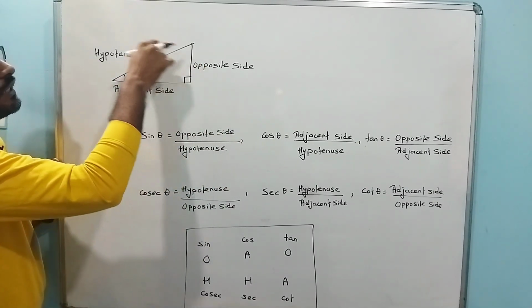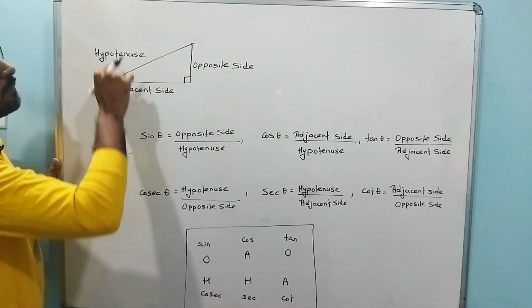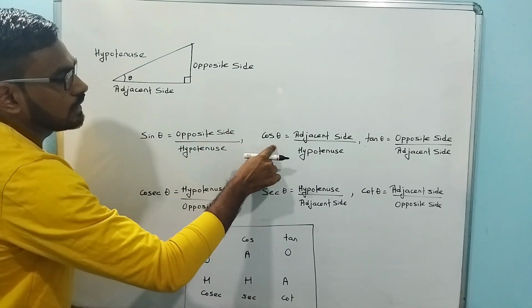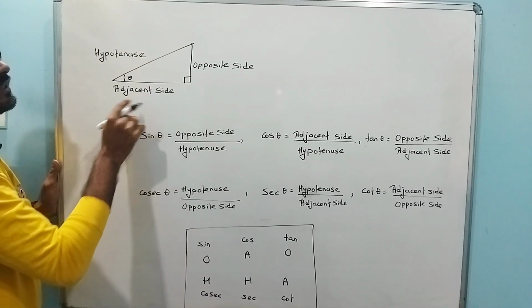Opposite side upon hypotenuse, just remember this. Cos theta is adjacent side upon hypotenuse, and tan theta is sin theta upon cos theta. So opposite side upon adjacent side, this side upon this side.